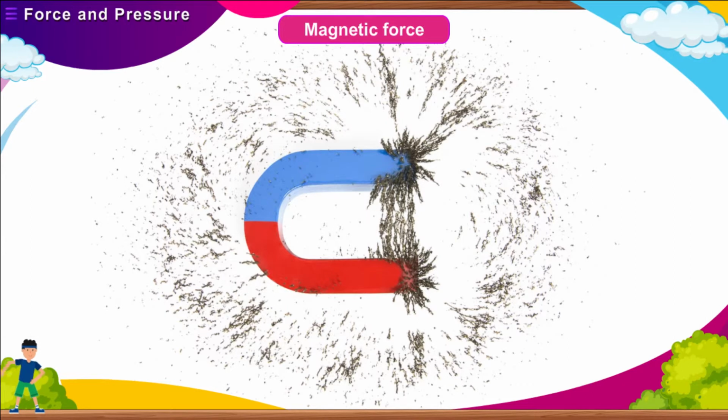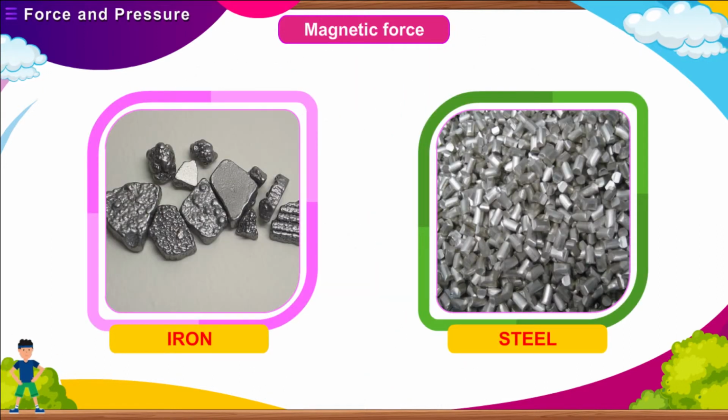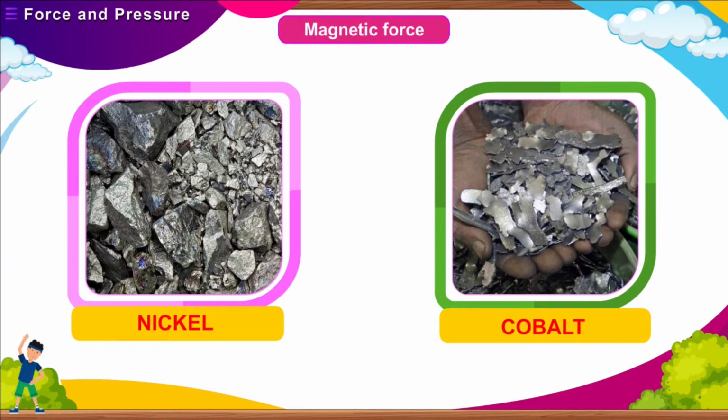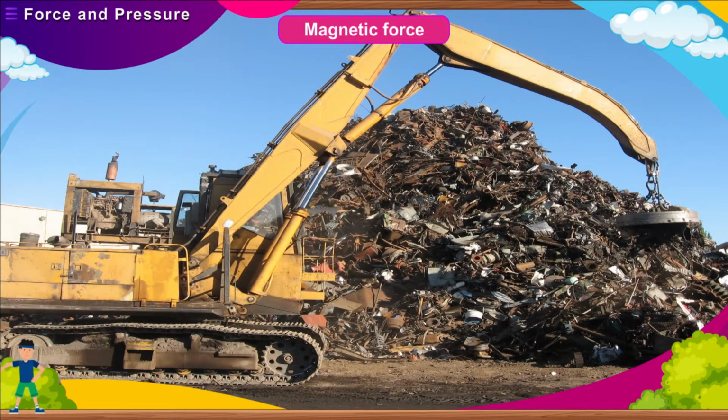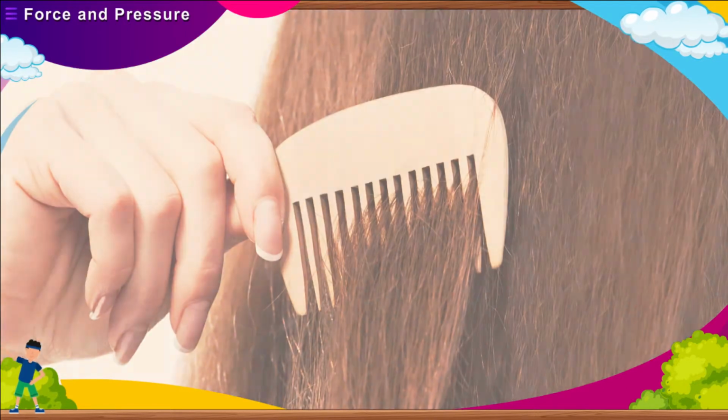Magnetic force. Magnetic force refers to the force exerted by a magnet on a magnetic substance. This force acts on an object from a distance. The examples of magnetic substances are iron, steel, nickel, and cobalt. Magnetic force finds its application in a number of areas, like separating scrap iron from a heap of garbage.